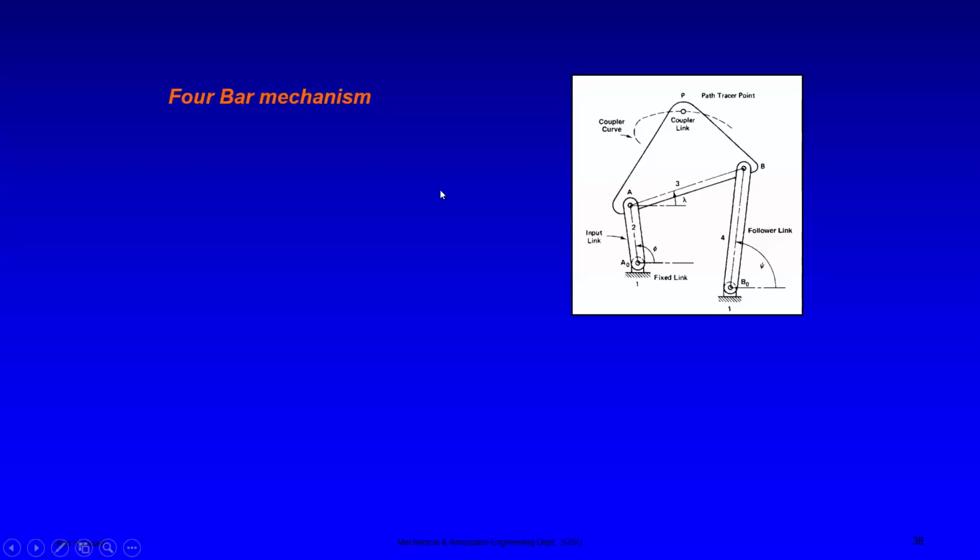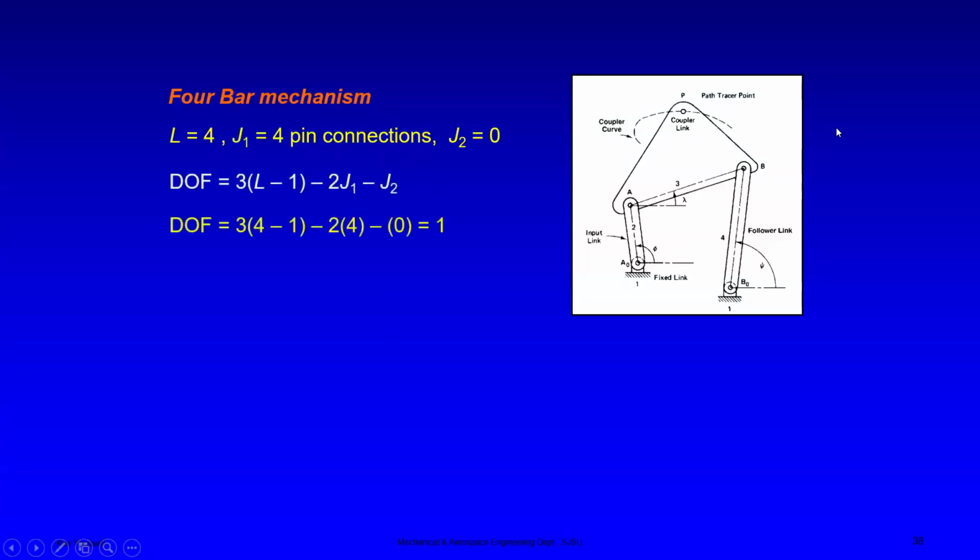So let's look at another example. In this one, the 4-bar mechanism, we now need to identify which are the links. So this is the ground link, which is 1 here. And then we have this link 2. Now this one is a ternary link because it has 3 joints. So this is 3. Okay, this is 4, right? Now our L is equal to 4, as you see here.